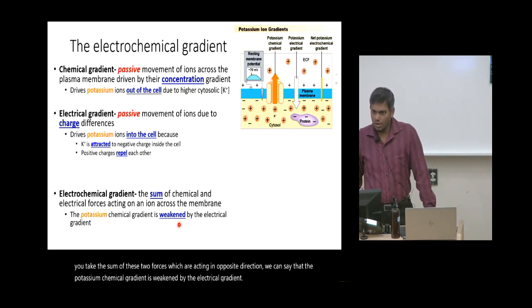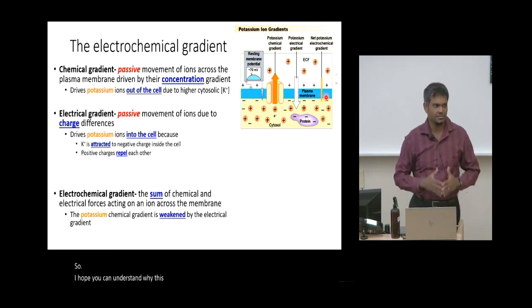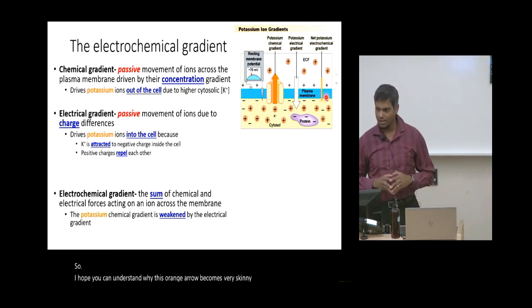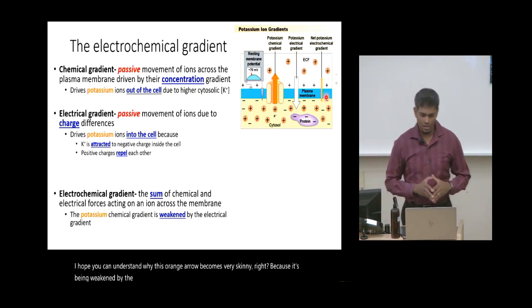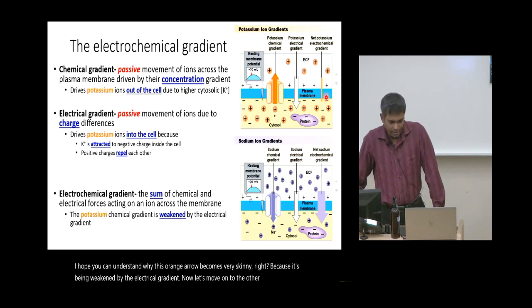So I hope you can understand why this orange arrow becomes very skinny, right? Because it's being weakened by the electrical gradient. Now let's move on to the other example of sodium ion gradients, right?